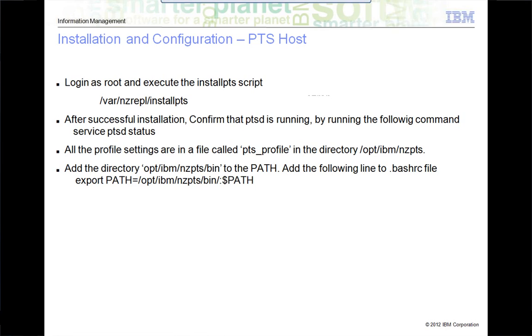So after successful installation, you have to confirm that the PTS daemon is running, and you can do so by running the following command, service PTSD status, and it will show whether it is running. It should be running by default, but it doesn't hurt to check. And there are some profile settings in a file called PTS underscore profile. They are in the directory OPT IBM NGPTS. So you can add that line in the bash RC file, and in addition to that, you can add the directory OPT IBM NGPTS bin to the path variable. Of course, you can do so by adding that line in the bash RC file.